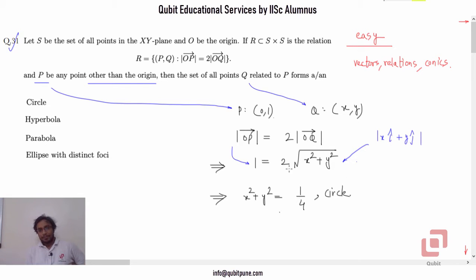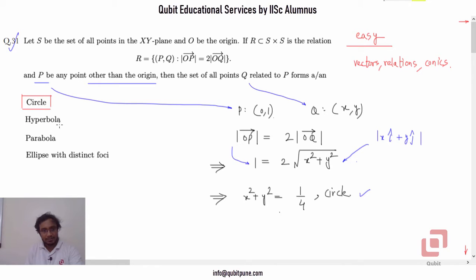Now if you square and take this 2 to the other side, which becomes 4, you get x squared plus y squared equal to 1 upon 4, which is essentially a circle centered at origin. Now those details are minor details, we don't need them anymore, because we have got our answer that the set of all points Q related to P is basically a circle.